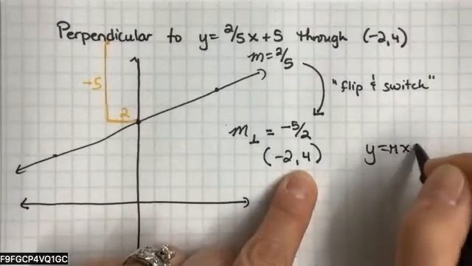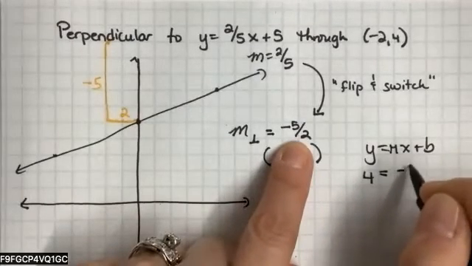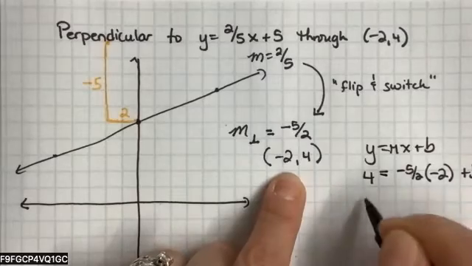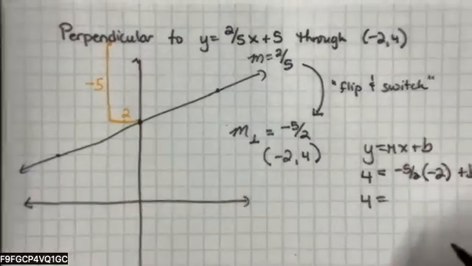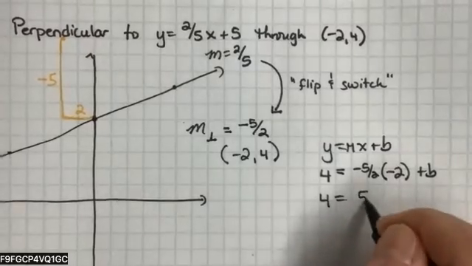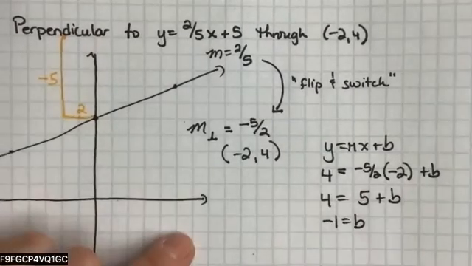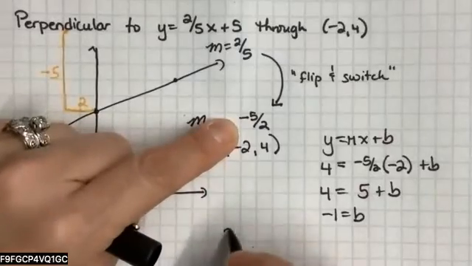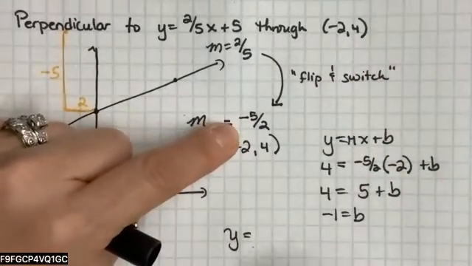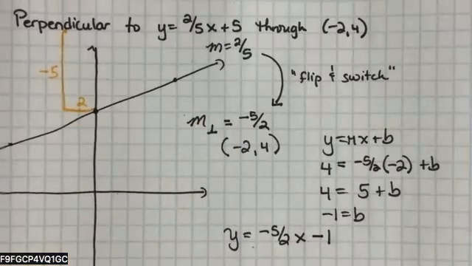y equals mx plus b. So 4 equals -5 over 2 times -2 plus b. -5 over 2 times -2 is 10 over 2, which is 5. Subtract 5, that's -1. And so my perpendicular line that goes through (-2, 4) is y equals -5 over 2 x minus 1.